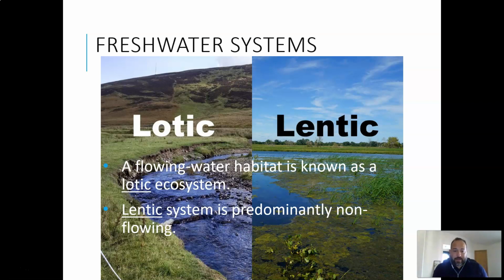So in the example on the left, we see a little stream flow. That's going to be a lotic system, where water is flowing or moving. A lentic system is predominantly non-flowing. The water still moves around, but the water doesn't really go anywhere. So like a lake or a pond, that's what we think of as a lentic system.